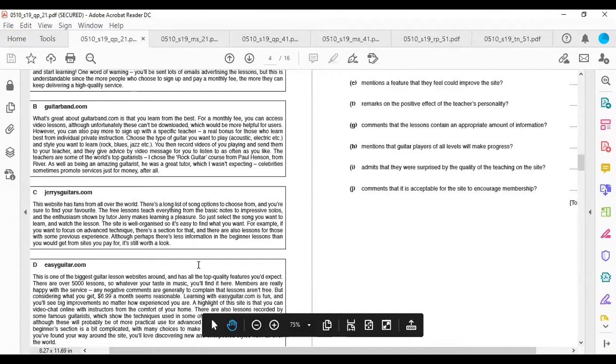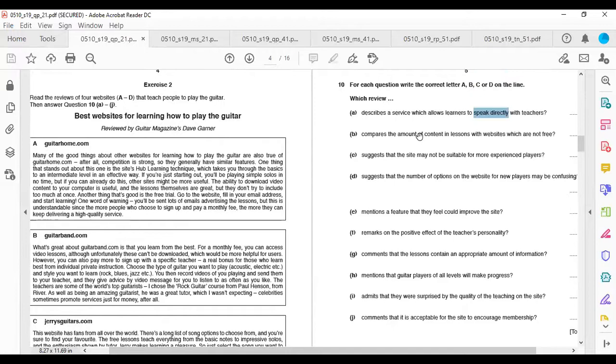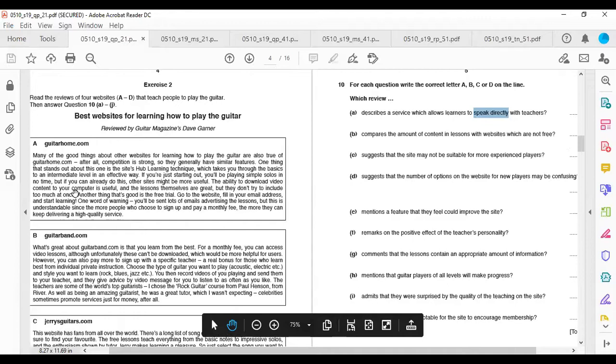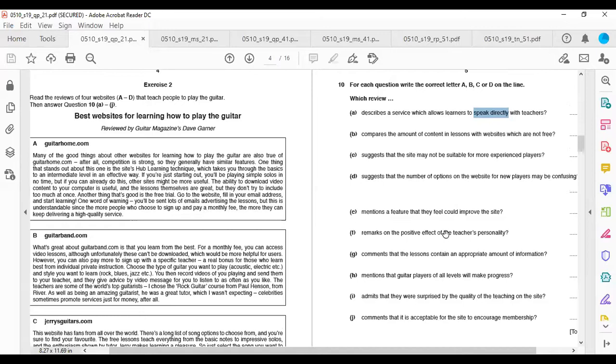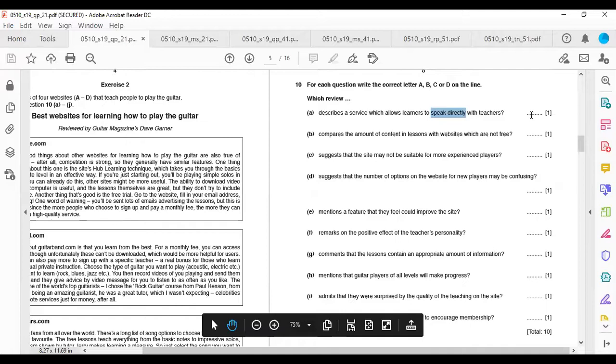So once you read any of these statements, you need to paraphrase it, but very shortly, briefly, and then go over the text here to find such relevant information. Once you find any reference to such an idea, you know that this is the text. And all you have to do is just label it here, A or B or C, depending on which text you find such information in.